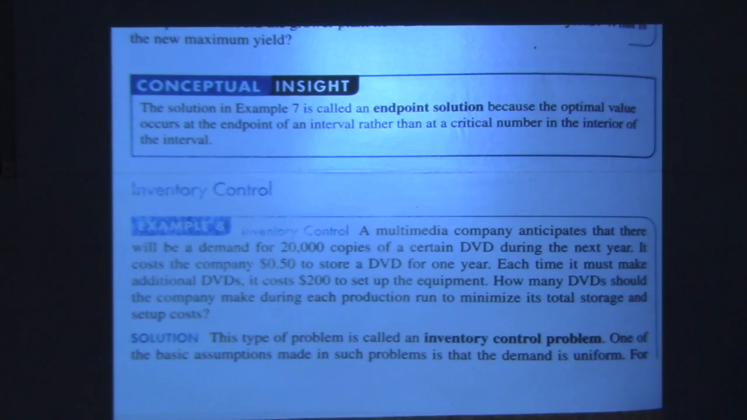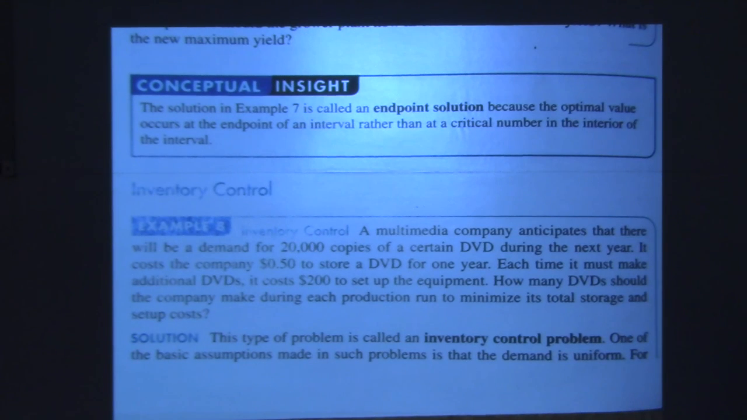Inventory control. A multimedia company anticipates that there will be a demand for 20,000 copies of a certain DVD. Frozen. Wasn't that a Disney movie? I know y'all love that movie.